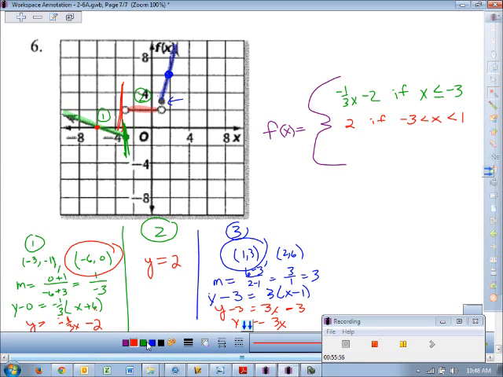And finally, my blue piece was 3x if x is what? Greater than or equal to 1 or 3? x value, not y value. 1 or 3? 1. Be careful. I know people are looking at that point and they see an x value of 1 and a y value of 3. It's all about x. It's domain, it's domain, it's domain. Cool?